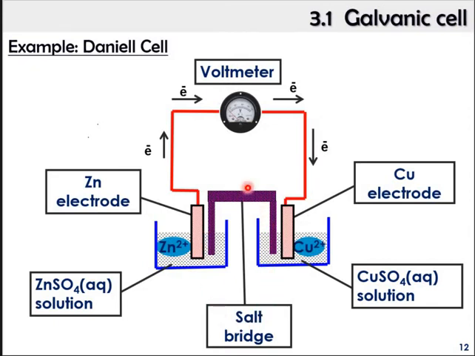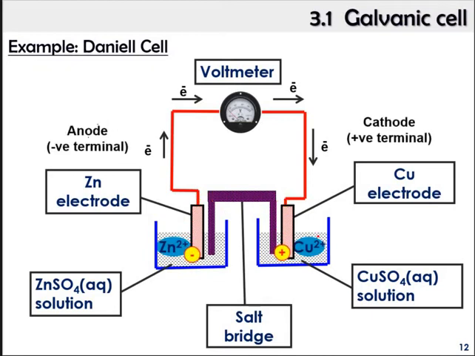And then what about the ions in the salt bridge? The negative ion or anion from the salt bridge, okay, akan pergi ke anode. And then the cation from the salt bridge will go to the cathode. Okay, so cathode, again, cathode is positive terminal, anode is negative terminal.